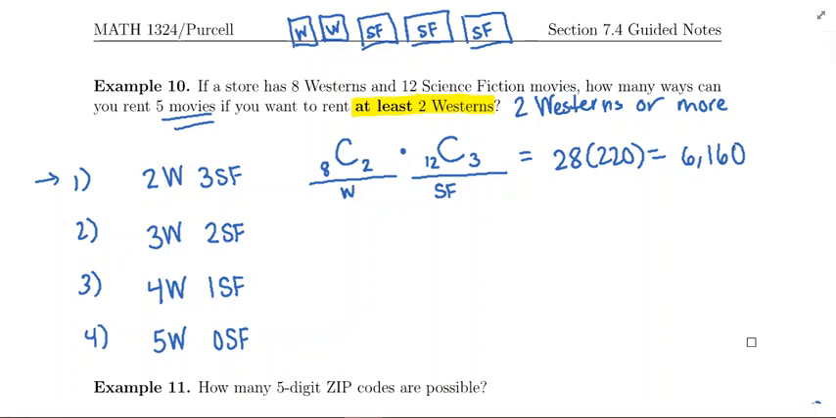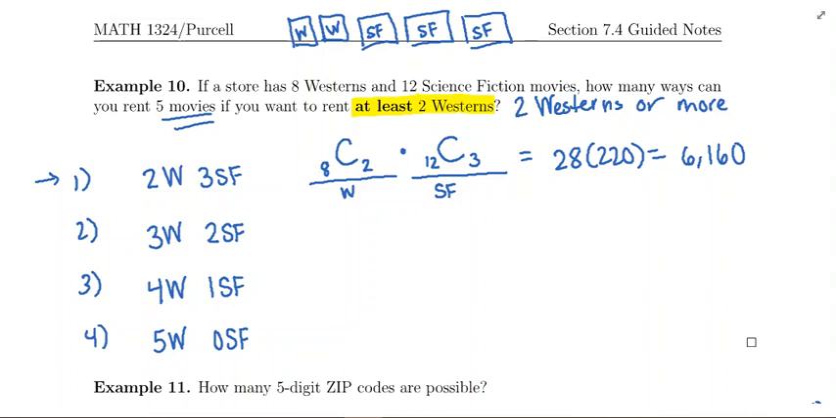Okay, and that's only for the first option for renting 2 Westerns and 3 science fiction films. You've got these other available options to satisfy your conditions of 5 movies with at least 2 Westerns. So we're going to have to go to each of these other situations, the 3 Westerns, 2 science fiction films, 4 Westerns, 1 science fiction film, and then all Westerns. And we're going to have to calculate the number of ways those can be done.